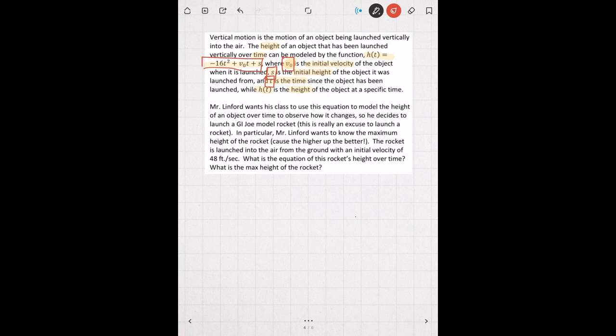What is the equation of the rocket's height over time, and what is the maximum height of the rocket? So let's try to get a picture of what's going on here. Here we can see a very crudely drawn model rocket, and we are launching this rocket into the air. Notice that the rocket starts on the ground. We're launching it from the ground. And what's going to happen? It's going to shoot up in the air, up and up and up, and once it reaches its maximum height, it's going to fall back down.